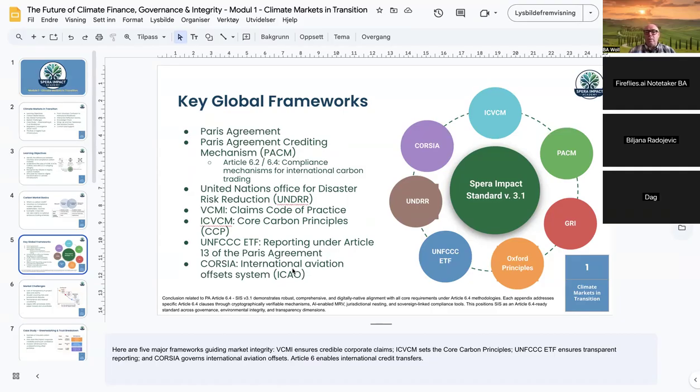This is just one of the reviews we've done. I will share with you a document showing all the different frameworks that we have reviewed our standard against, and it's a document of 30-40 pages at least, but I will forward that to the group later on.